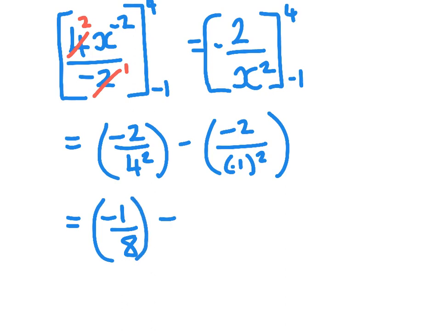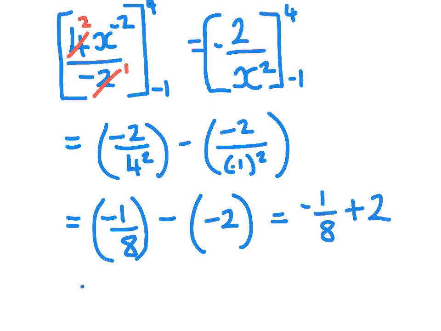And I want to take away, be careful with your negatives here, I'm keeping round brackets so that I don't make a mistake with my negatives. I've got negative 2 over negative 1 squared, and negative 1 squared is just 1. So negative 2 divided by 1 is just negative 2. Which means what I actually have is negative 1/8 plus 2, and that's the same as 2 take away an eighth. There are 16/8 in 2, so if I take away one of them, I'll have 15/8 left.